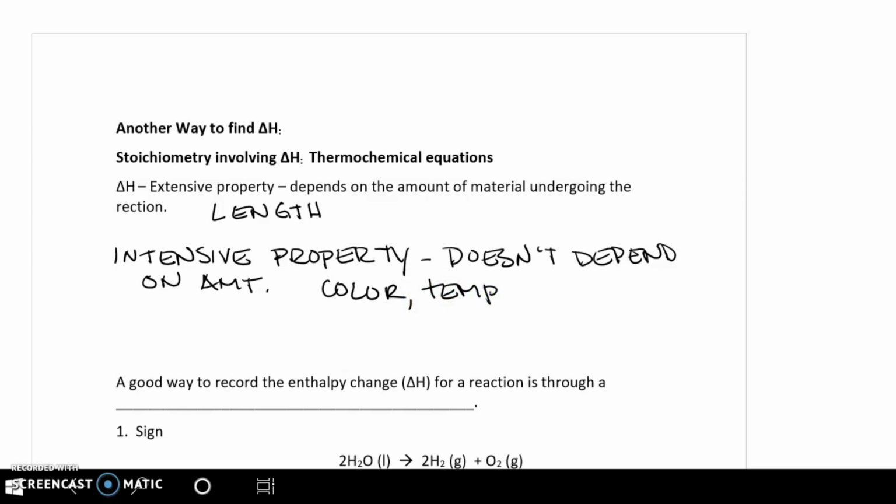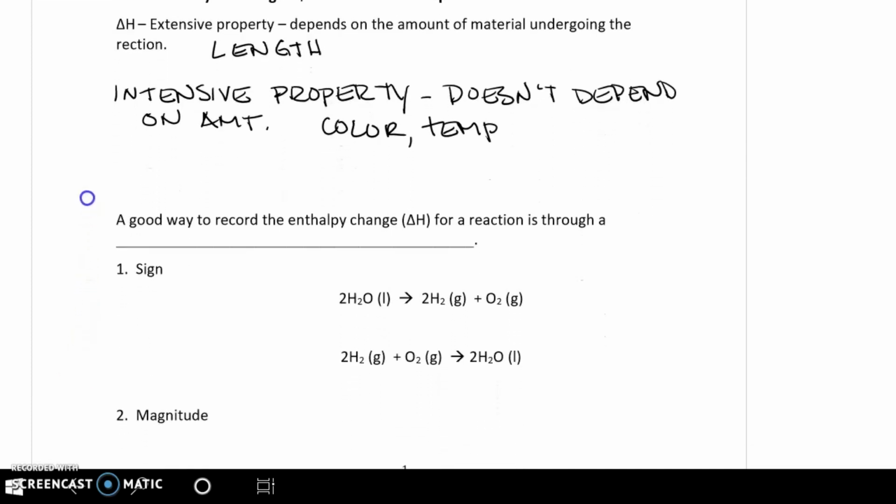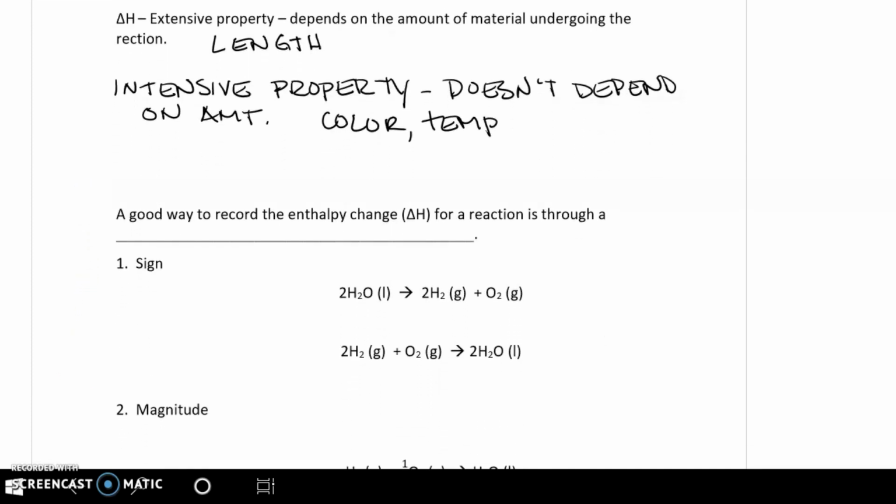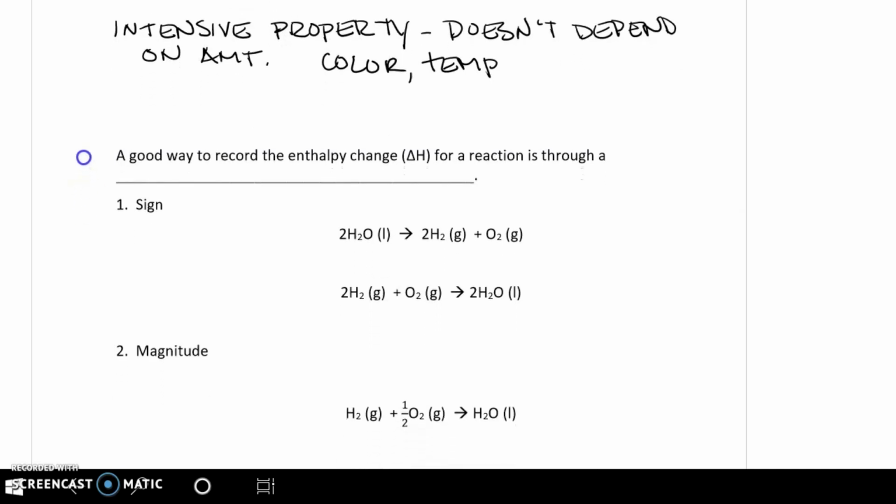Now, an easy way to remember if what we're looking at is extensive or intensive is if you can double it, it's going to be extensive. So, for example, the length. If we double it, we will get twice the length. That makes sense, right? Or if we had mass, if we double the mass, we get 2 times the mass. So that's an extensive property. But what if we want to double the color? Well, that's not going to make much sense because we would just have twice the amount of color. So that's an easy way to tell the difference between an extensive and an intensive property.